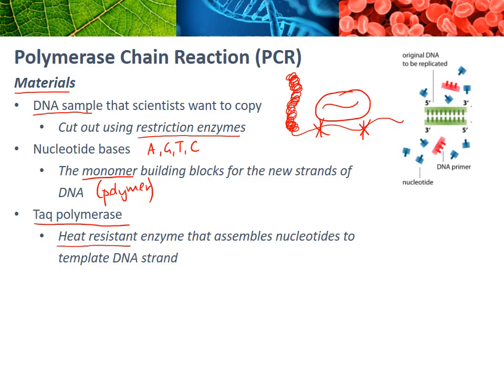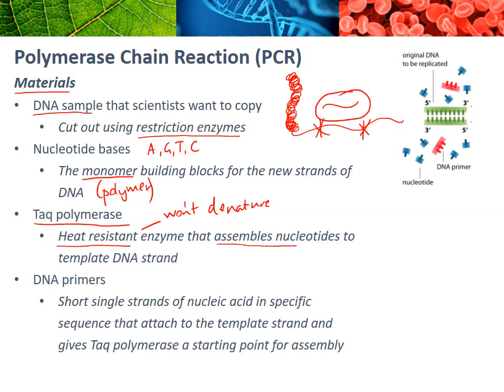And that's really important. In a few minutes when we look at the steps of it, you'll see that in this process, it gets heated up a lot. So we need an enzyme that can handle high heats without denaturing. Remember, a lot of enzymes will denature at a certain temperature, their critical temperature. This can handle large temperatures, and it will basically be the machine that assembles those nucleotides to our original DNA sample. The other thing we need are called DNA primers.